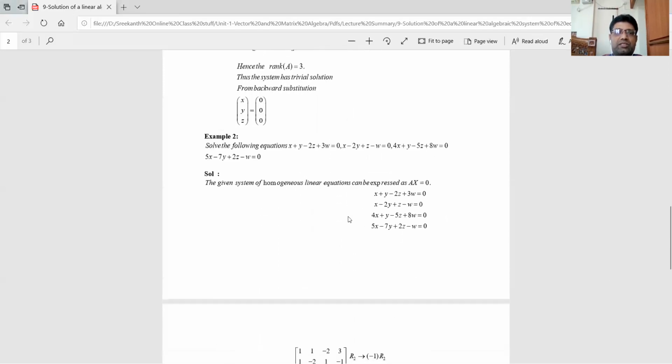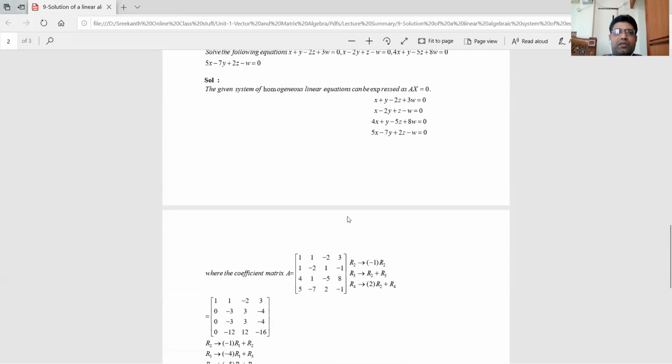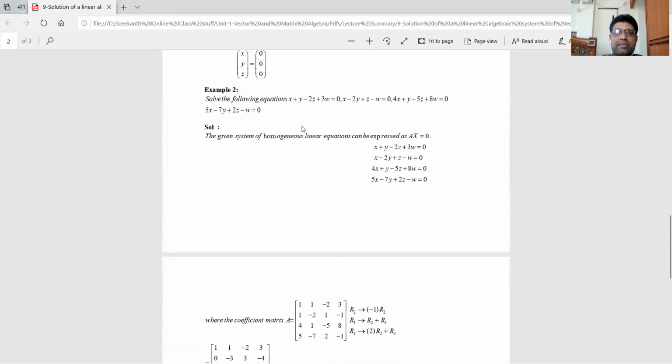Next, if you focus on the next problem, solve the following equations. 4 equations are given in terms of 4 unknowns. The given system is x plus y minus 2z plus 3w equals 0, x minus 2y plus z minus w is 0, 4x plus y minus 5z plus 8w is 0, 5x minus 7y plus 2z minus w equals 0. So these are the 4 equations in 4 unknowns.